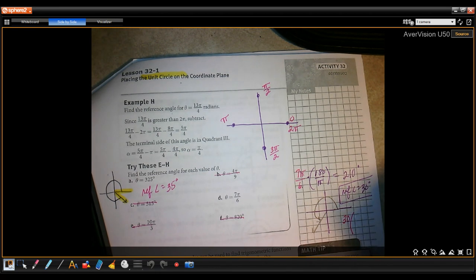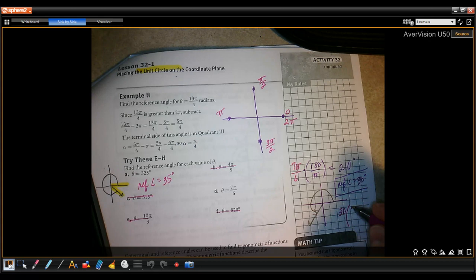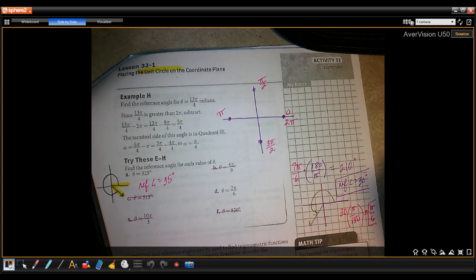This is how you show your work: 30 times pi over 180. 30 goes into 180 6 times. So the answer is pi over 6. Okay, so the answer is pi over 6.